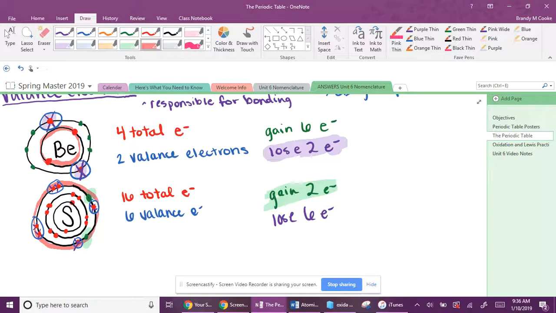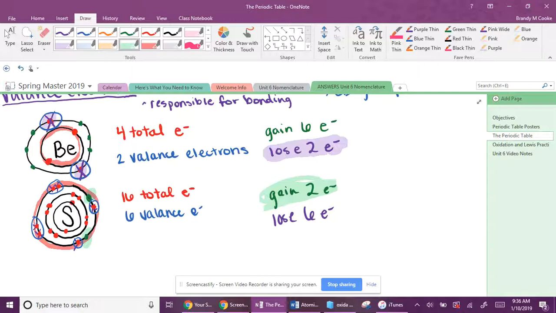So beryllium, he's floating around. He's like, hey, I really need to lose 2 electrons. And sulfur, he's floating around saying, man, I really need to get 2 electrons. When these 2 meet up, they're like, oh my gosh, you are everything I need. And it works. And so beryllium gives his electrons to sulfur, and sulfur gets those electrons, and then they have opposite charges, and then they're happy, and it's just a match made in heaven, and it's happiness.